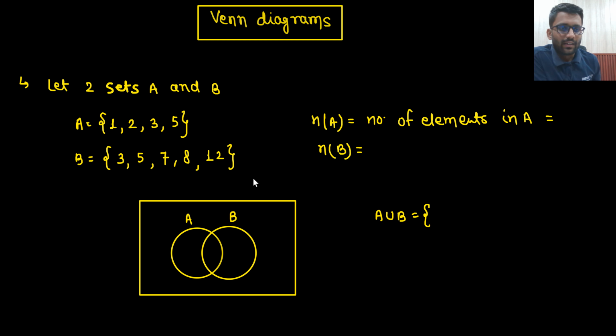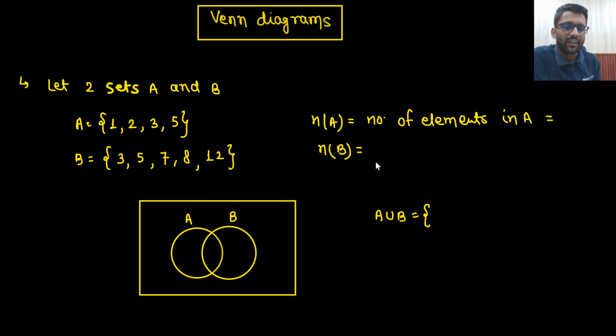So let's just say there are 2 sets A and B. What do you mean by set? Set is the collection of different things. It can be numbers as well, it can be anything. We will play with the numbers. So in set A, these are the numbers 1, 2, 3, 5. And in set B, there are 3, 5, 7, 8, 12. Then we are representing these 2 sets like this, set A and set B, by circles.